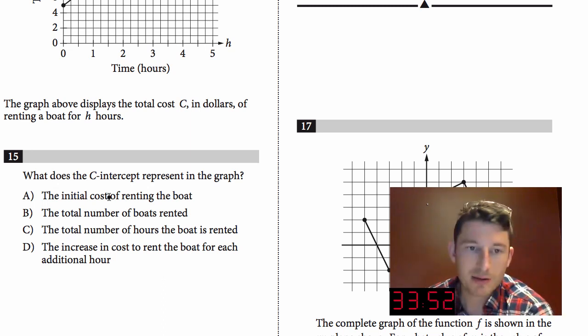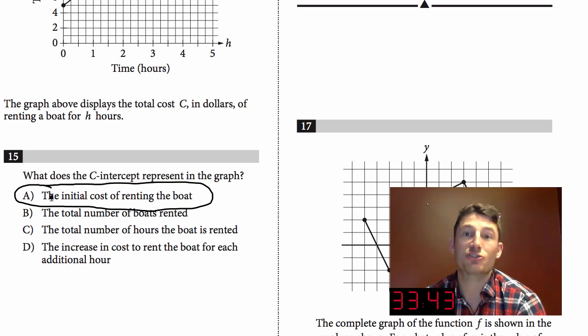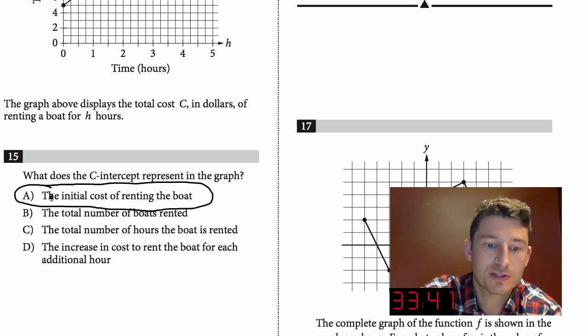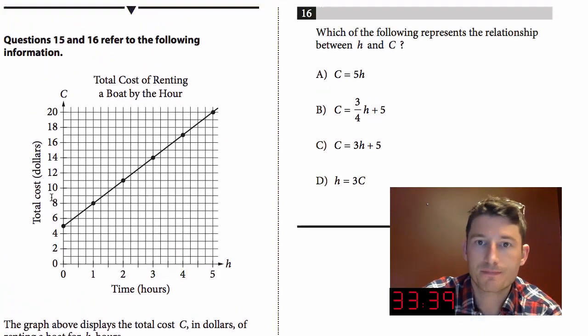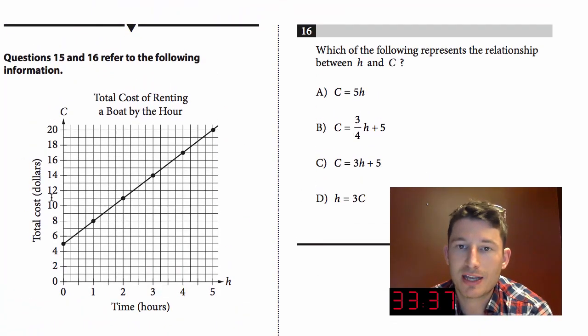And honestly, that's probably going to be the case with a lot of questions where an intercept will probably tell you how much something costs when you haven't really done anything yet. It's like your starting value. All right, so that's choice A. Let's go to 16. Which of the following represents the relationship between H and C?